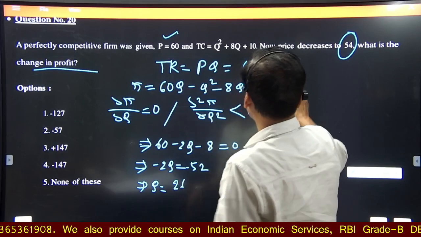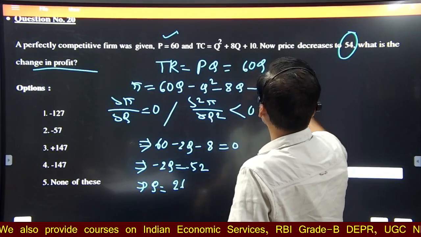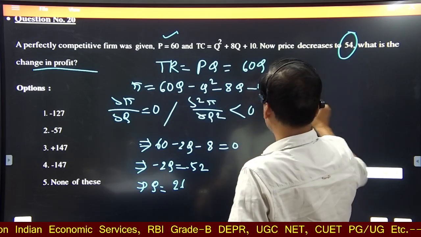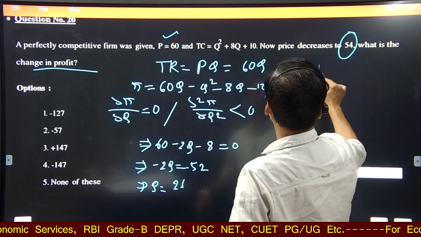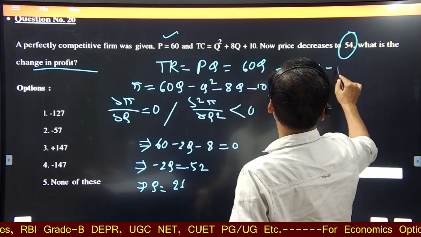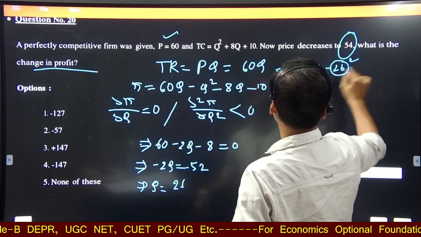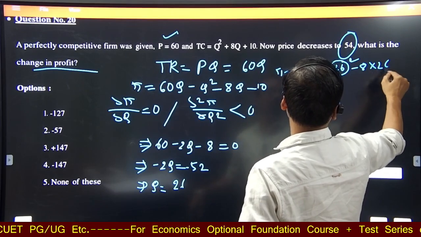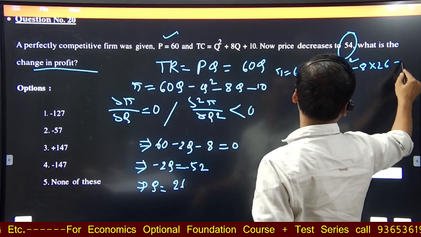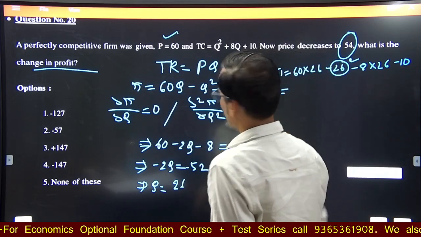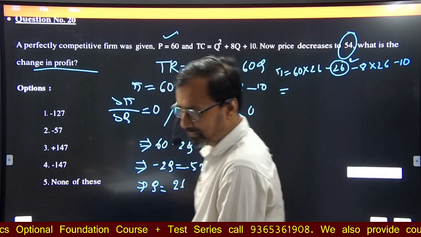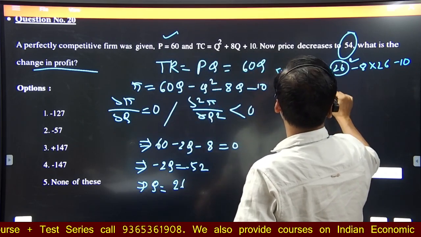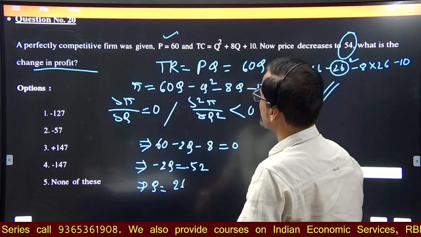Therefore, what will be the profit now? So profit is equal to 60 into 26 minus 26 square minus 8 into 26 minus 10. So when we solve this one, we will get profit 666.